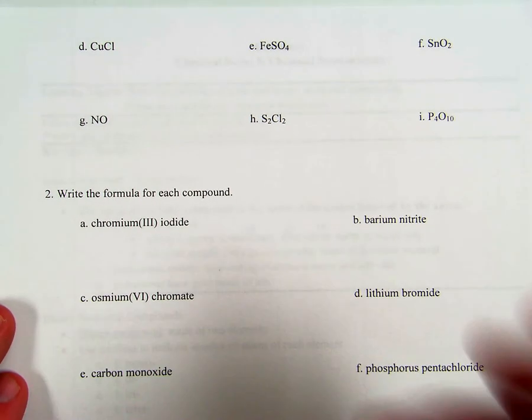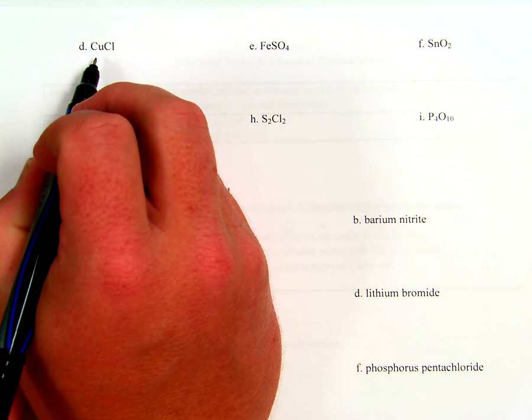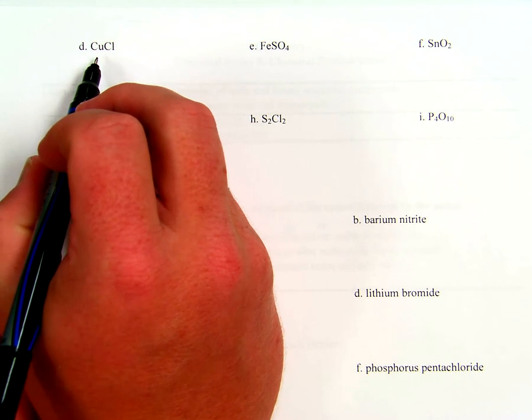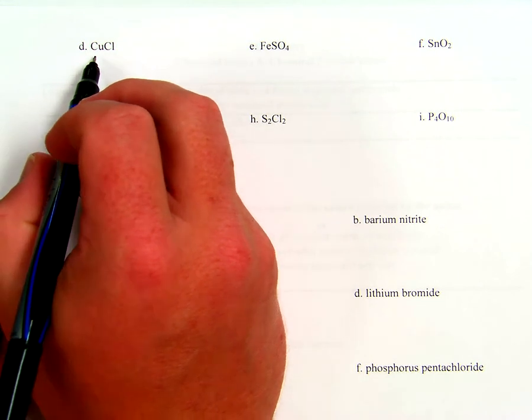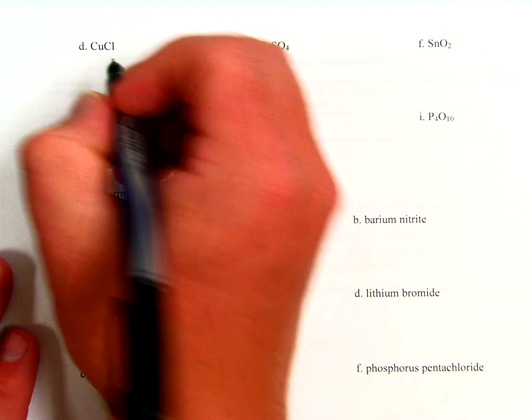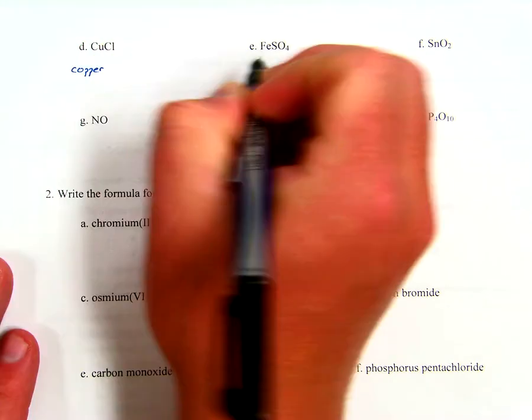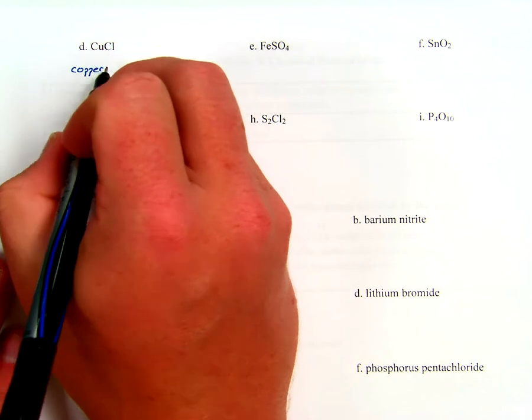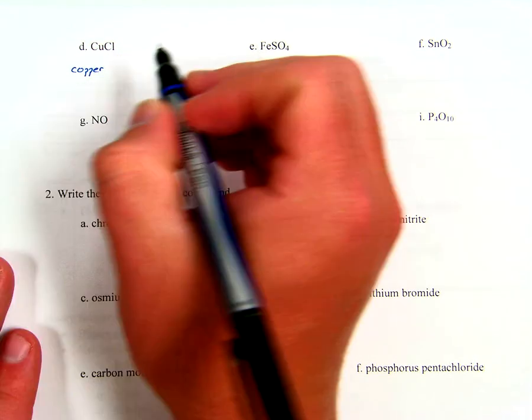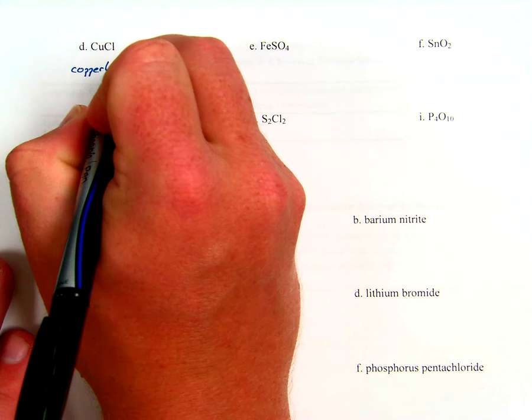Here is the first example where we have an element that's not Group 1, Group 2, aluminum, zinc, or silver. Cu is copper. So we just go ahead and write copper. But then we need to put the charge of the ion in Roman numerals, and we put that inside parentheses. We'll come back and do that in just a second.